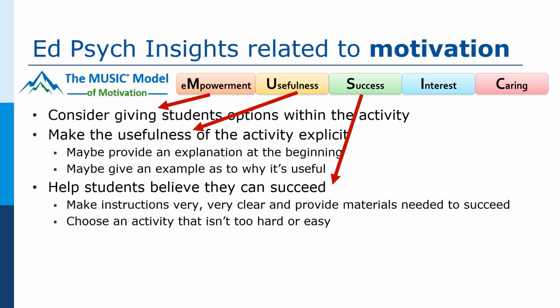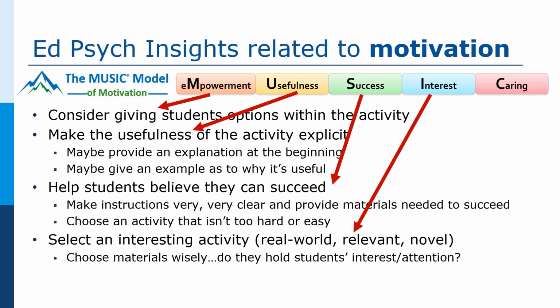Also, help students believe that they can succeed by making the instructions very clear and providing materials they need to succeed during the activity. Make sure to choose an activity that isn't too hard or easy based on their current abilities. It's best if you can select an interesting activity, maybe one that's related to the real world, or relevant to current events, or something novel that they hadn't thought about before. These types of things tend to increase students' interest.